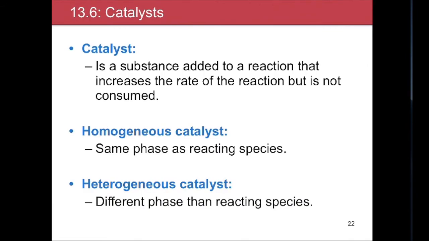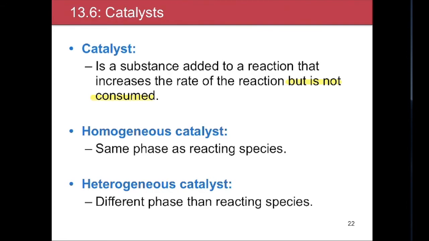Okay, so quickly, the last section that we're going to talk about in this chapter is catalysis. So we briefly did talk about it a bit. A catalyst is a substance added to a reaction that increases the rate of the reaction but is not consumed. I already explained the second half of this, something that is not consumed, but the main point of a catalyst is to make reactions go faster.